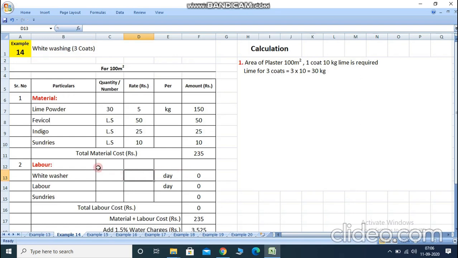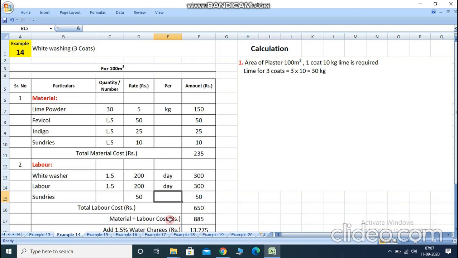Similarly, for labor, a whitewasher required is 1.5 and labor required is 1.5. The per day rate of a whitewasher is 200 rupees. So 200 multiplied by 1.5 is 300, and 200 multiplied by 1.5 is 300, and 50 rupees we take as an extra cost. Here the total amount is 300 plus 300 plus 50, equal to 650.